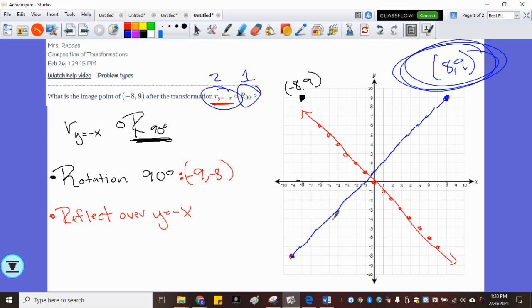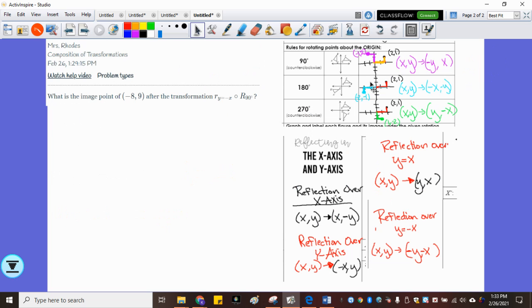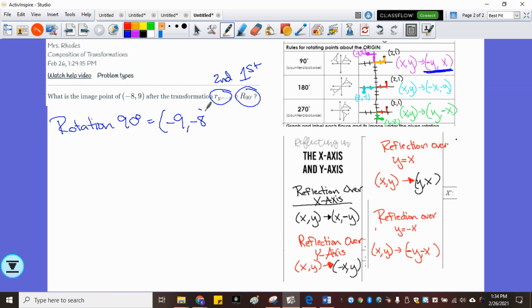Okay, without looking at the graph, another way to do that, you still do the same steps, but if you have written down all the notes this week, you could use just your rules and not have to look at the graph. So you still do this far right one first, and then this one second. So we're going to do a rotation of 90 degrees. I switch x and y and I make y negative. So it's going to be negative 9, negative 8.